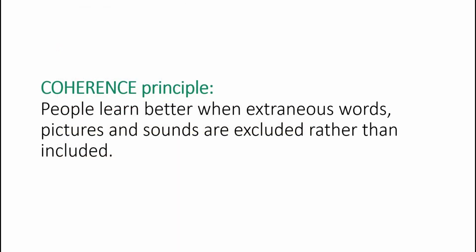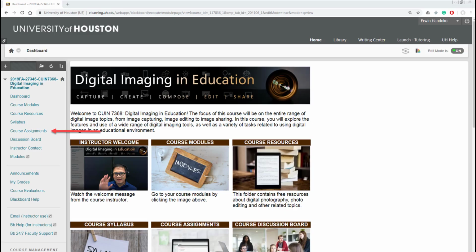The next tip that I want to share with you is the coherence principle. People learn better when extraneous words, pictures, and sounds are excluded rather than included. So we want to present some help by combining pictures and words, but we don't want to present too much. So let's say I want to create an instruction on how to access the course assignments from the left panel using the quick links. What do you think about capturing the whole screen and adding one red arrow on the middle of the screen pointing at course assignments? Do you think that's good enough or sufficient?